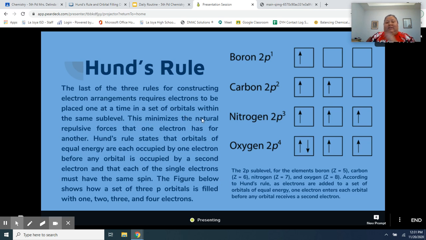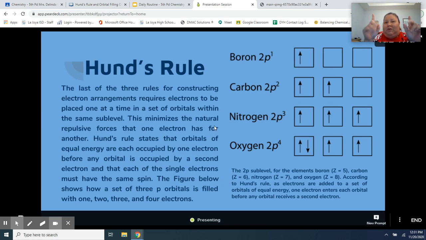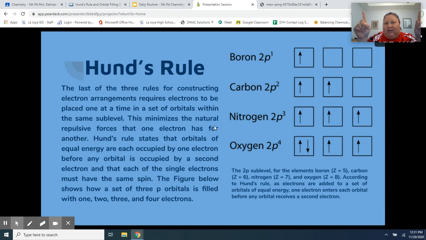This will minimize the natural repulsive forces that one electron has for another. All electrons have a negative charge, guys. Remember, like charges always push away. If you have opposite charges, they get attracted to one another. In the case of negative and negative, even if I want to put them together, they're going to naturally push apart. So this is the repulsive force they're talking about. They basically want to push away and get as far away from each other as possible.